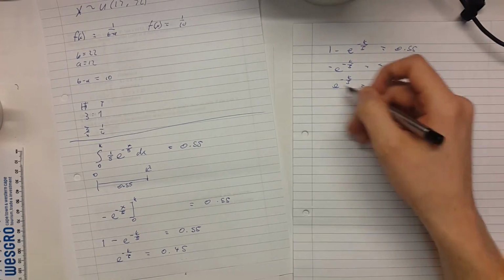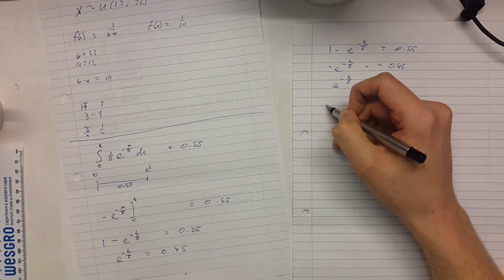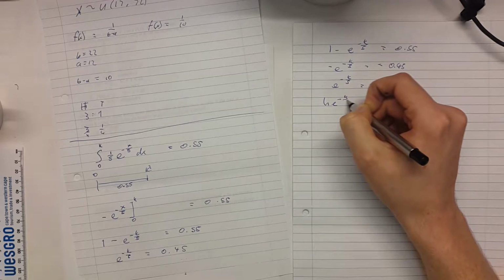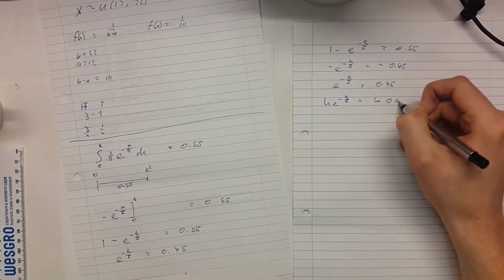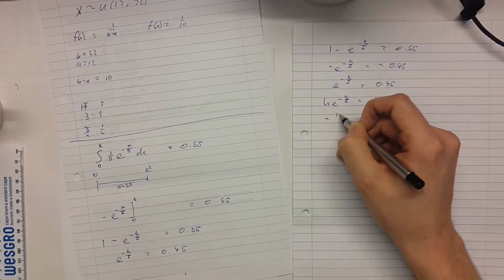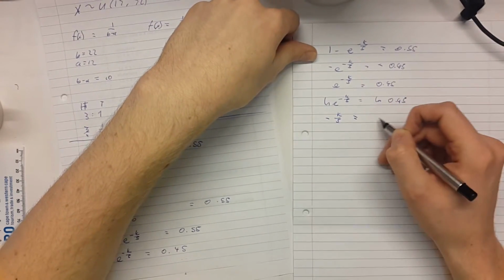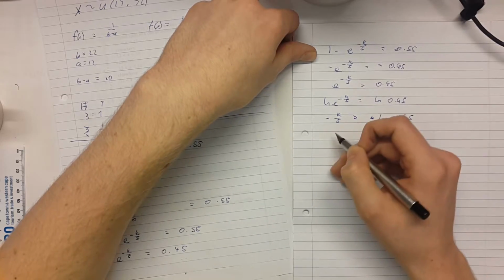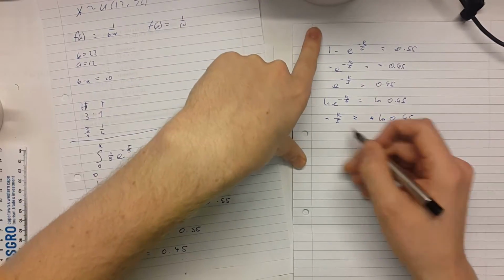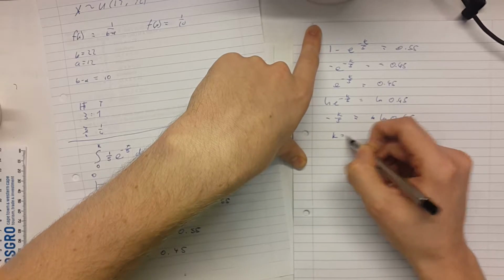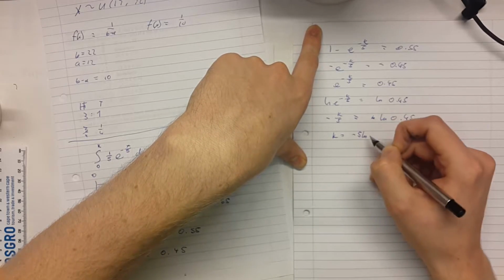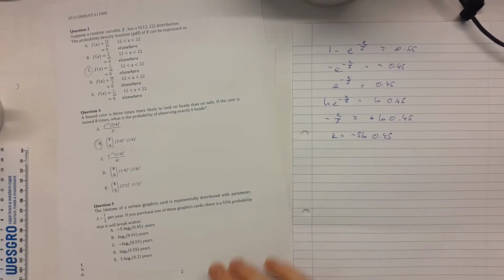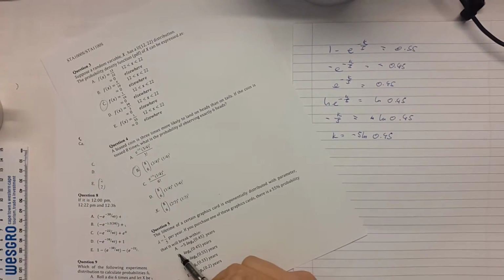And so now how are we going to get to the k? What we're going to do is ln it, or log it, log e, ln. So if we ln e to the negative k over 5 is equal to ln 0.45, the e's cancel out, we end up with negative k over 5 is equal to ln 0.45. We then can work out, we take the 5 across, and k is equal to negative 5 ln 0.45.